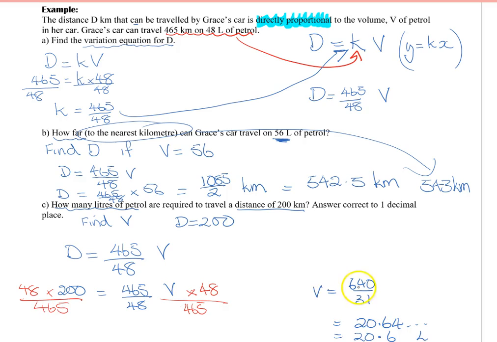When you do that calculation, you get that V is equal to 640 on 31 as a fraction. We can't leave it like that because the question says answer correct to 1 decimal place. So again, all you need to do is press F to D and your calculator will come up with 20.64. Our instruction is to 1 decimal place. We're cutting it off after the 6 and the 4 won't impact on the 6. So to 1 dp it requires 20.6 litres.